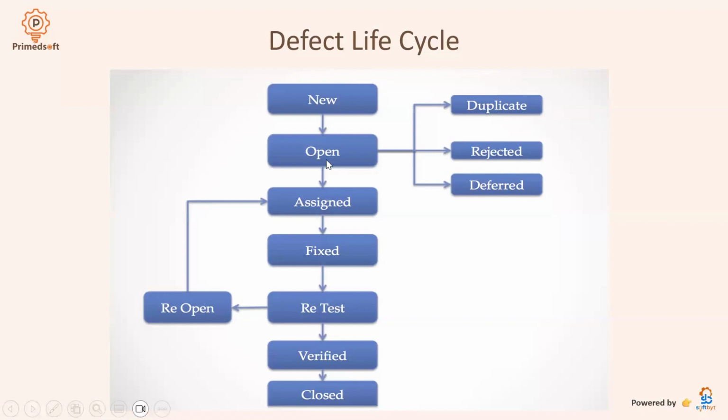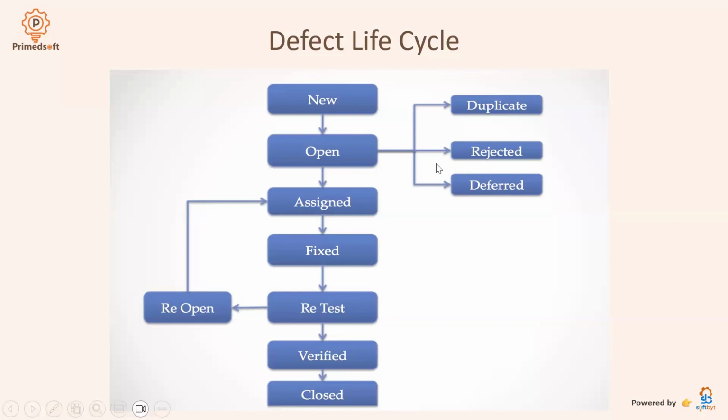What I'm trying to say is, once it's open, we'll check if it's a duplicate. If it's a duplicate bug, one of them will be deleted. If it's not a duplicate bug, we'll check if we're able to reproduce it. If we're not able to reproduce it, it will be rejected. If we've looked at it and it's a cosmetic bug, it's not urgent, it will be deferred, possibly to the next sprint.